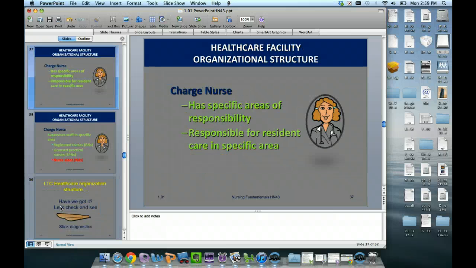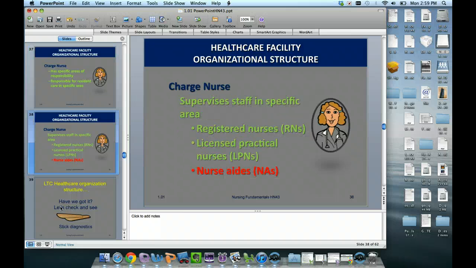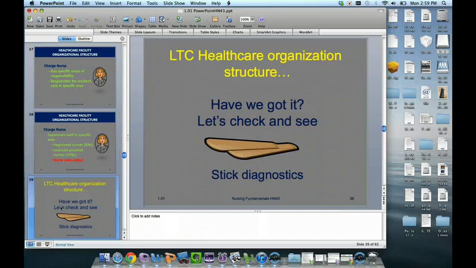The charge nurse has specific areas of responsibility as well, and they actually report to the nursing supervisor for that area. So they are responsible for resident care in that specific area. Underneath the charge nurse, you have registered nurses, LPNs, licensed practical nurses, and nursing assistants or nurse aides.